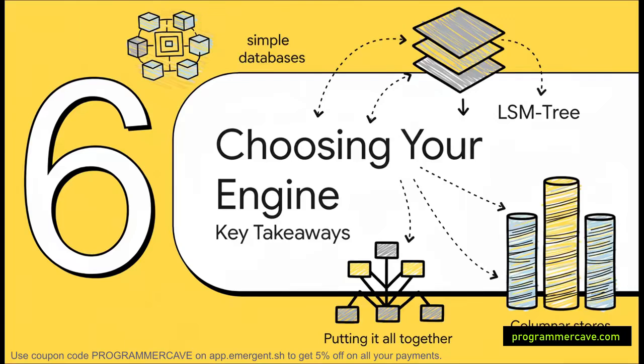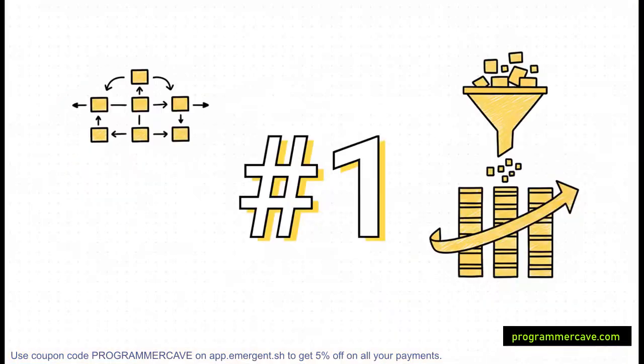Okay, we've covered a ton of ground. Simple databases, LSM trees, B trees, and columnar stores. So how do we put this all together? Let's try to boil this down into a few key takeaways you can actually use. First, and this is the most important thing to remember, there is no single best engine. It just doesn't exist. The right choice depends completely on your workload.